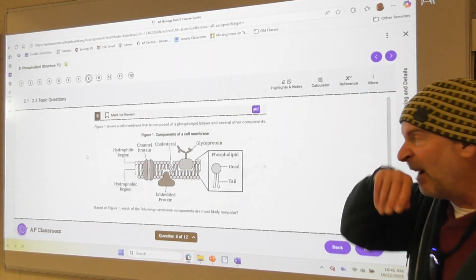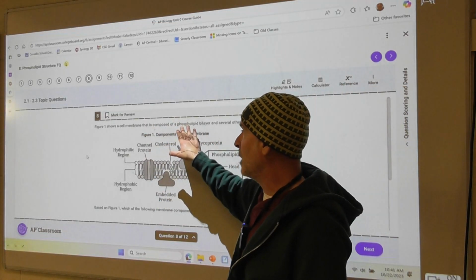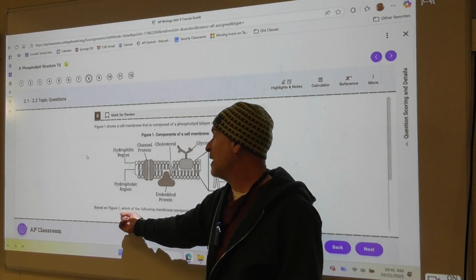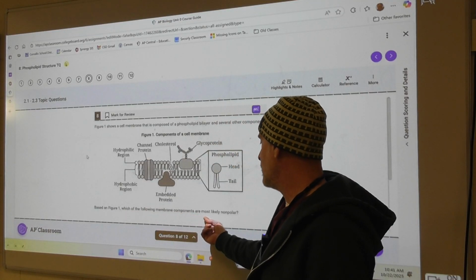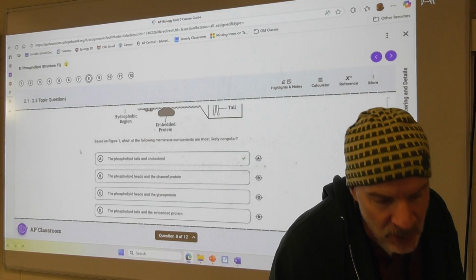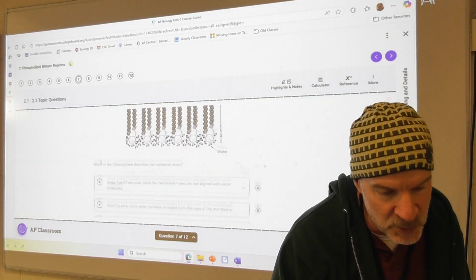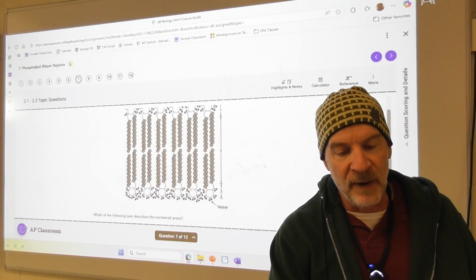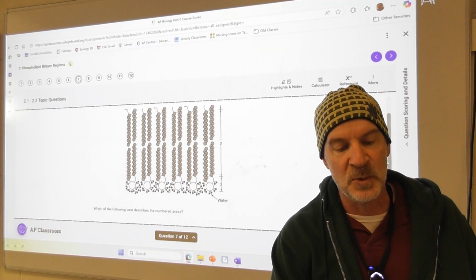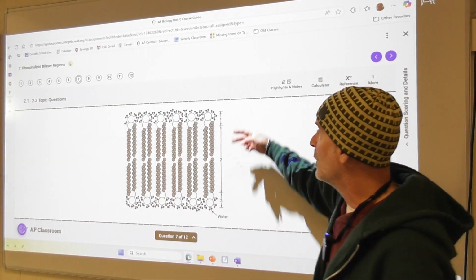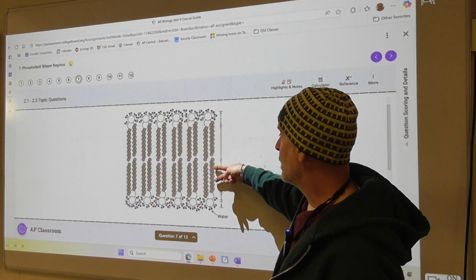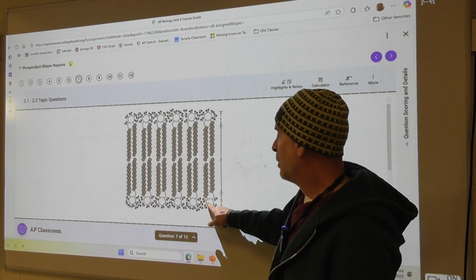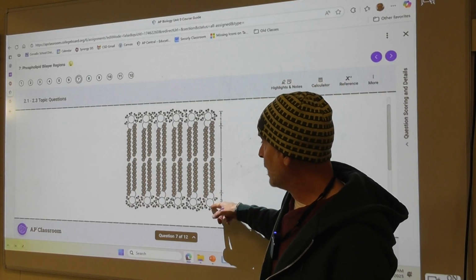Yeah, this one. So this says, it shows a cell membrane, phospholipid bilayer, a bunch of other stuff in it. And it says, based on figure 1, which of the following membrane component... no, that's not the one, hang on. This one. So it has a cell membrane divided up into 3 areas, and it says, which of the following best describes the numbered areas? So here's our phospholipid heads, tails, heads. And you can look at this and be like, polar, nonpolar, hydrophilic, hydrophobic.